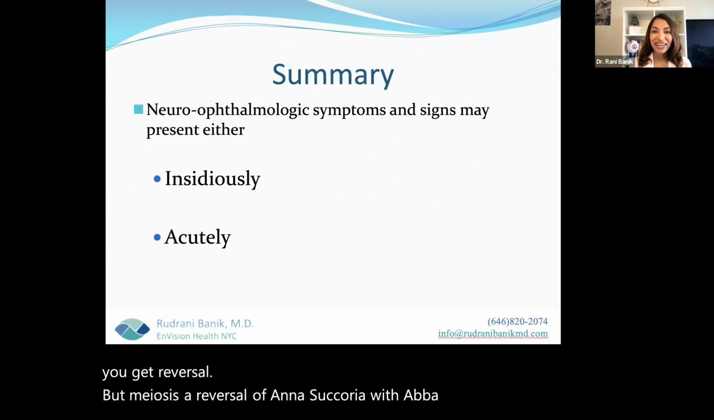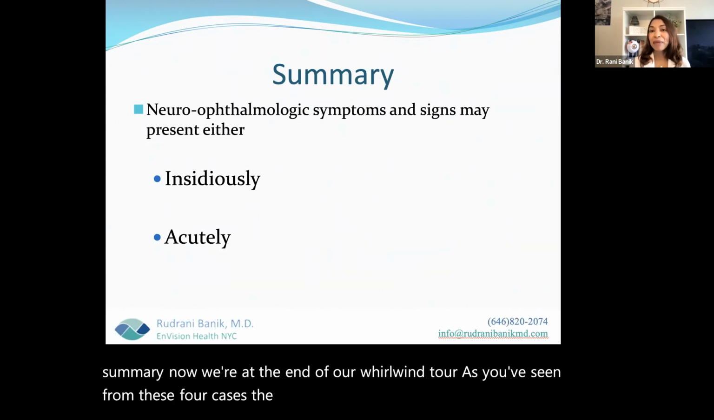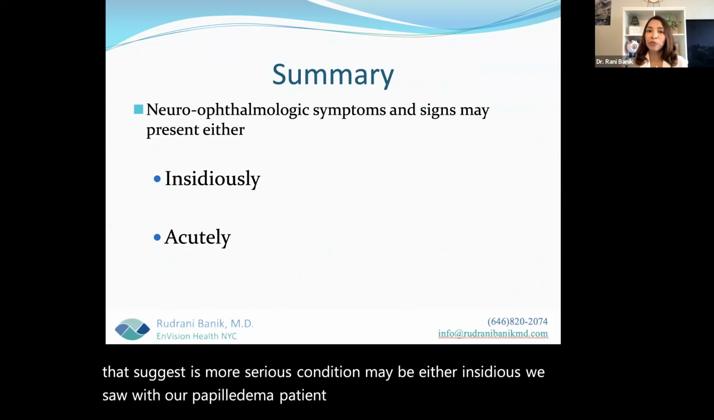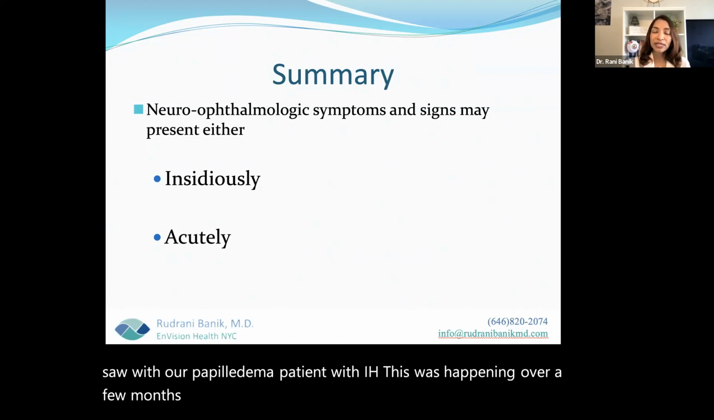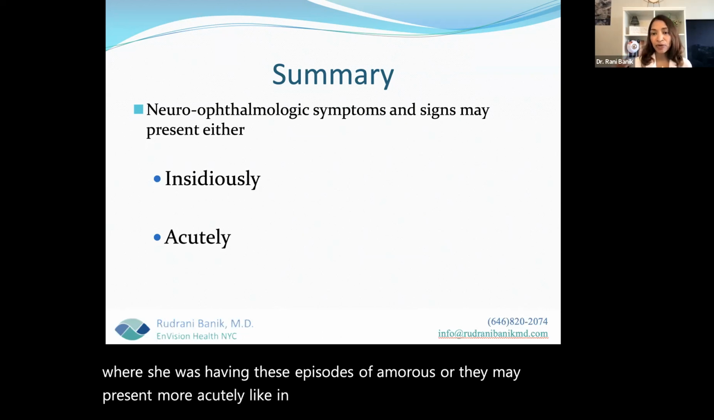So in summary, now we're at the end of our whirlwind tour. As you've seen from these 4 cases, the neuro-ophthalmic symptoms that may suggest a more serious condition may be either insidious, like we saw with our papilledema patient with the IIH, which was happening over a few months, or even in the GCA patient, which was happening over a few weeks where she was having these episodes of amaurosis, or they may present more acutely, like in the case of the third nerve palsy patient or the Horner's patient.